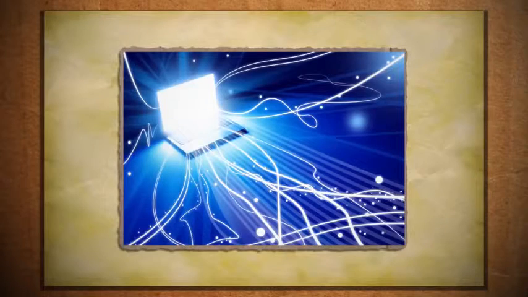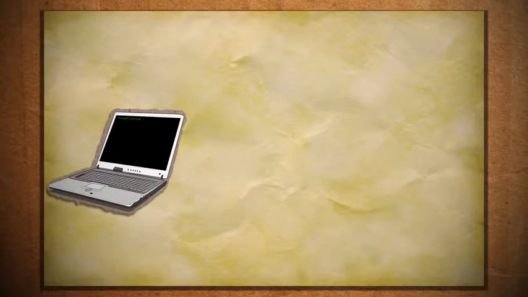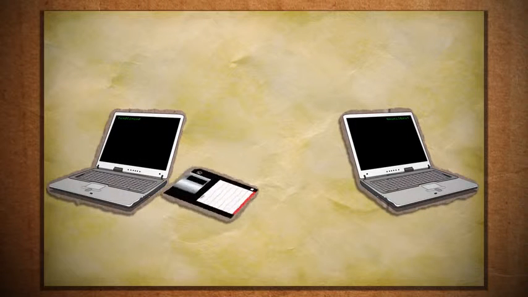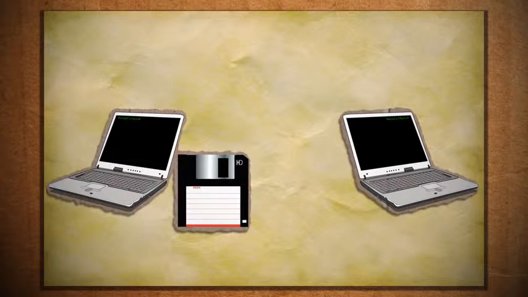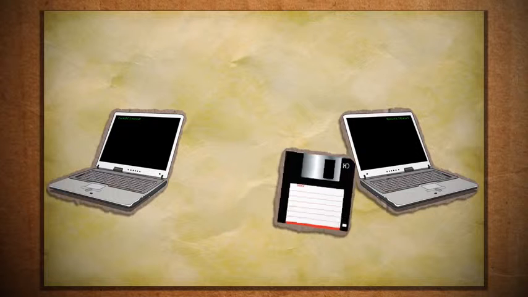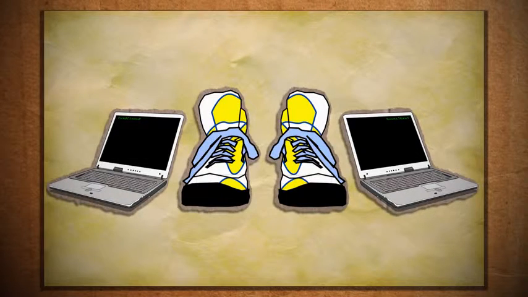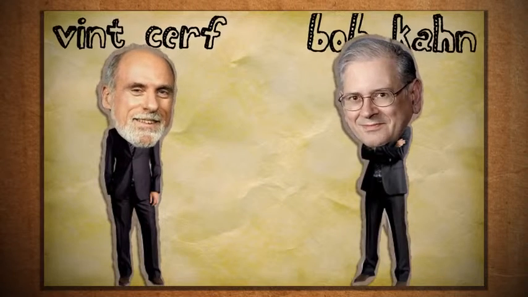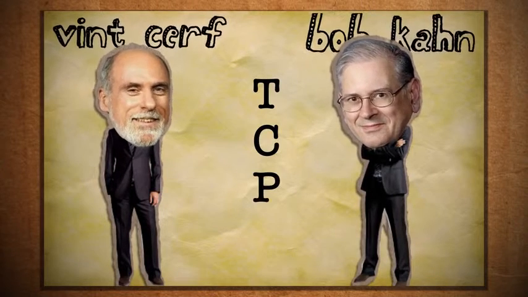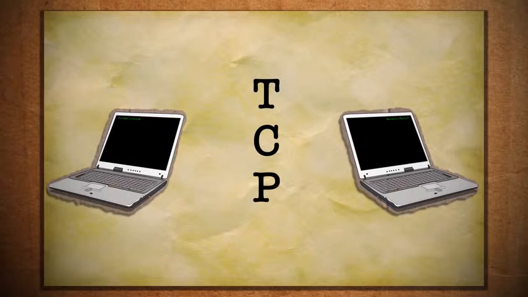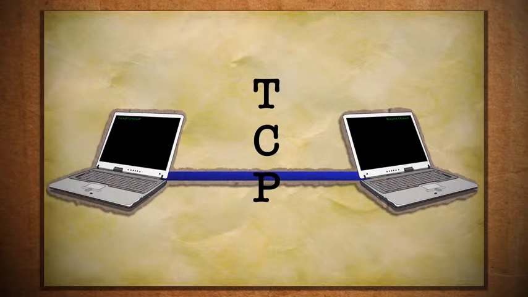Before the internet, the predominant way to get files from one computer to another was to manually save them to some sort of storage device and take them to the other computer. This was known as the sneaker net. And it wasn't until Vince Cerf and Bob Kahn developed a file transfer communications protocol that computers were able to directly communicate with each other.